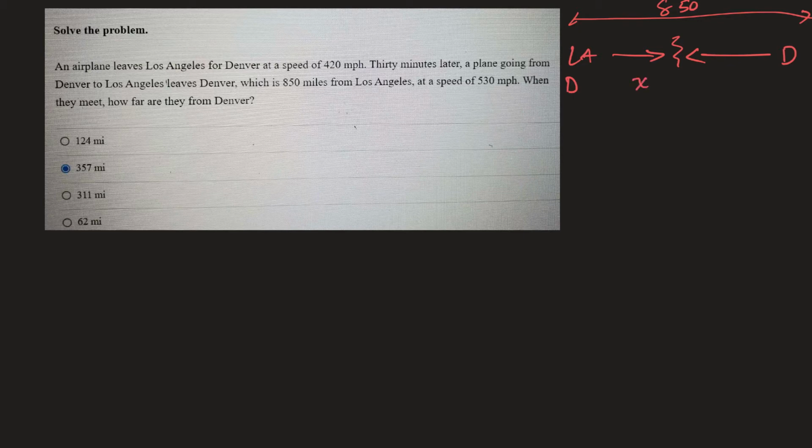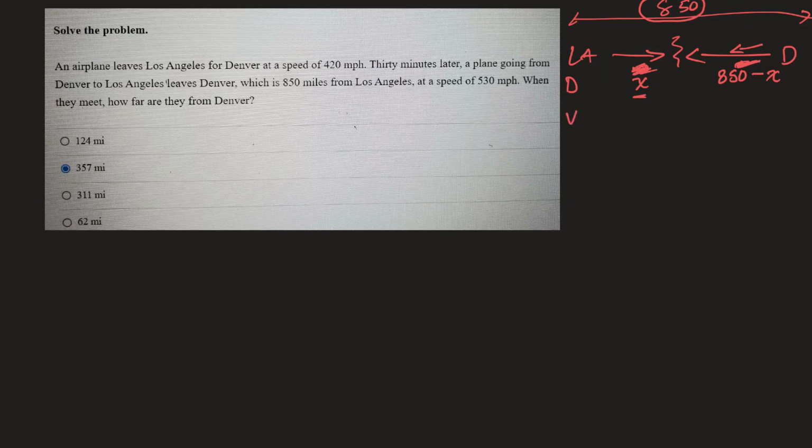Let's call that an x. But if the total distance is 850, then this distance that the Denver plane would go, you could write as 850 minus whatever the other one's gone. That's when they would meet. So say if this was 400, then this one would be 450 going this way. I'm not sure what the numbers are, but I think that works.